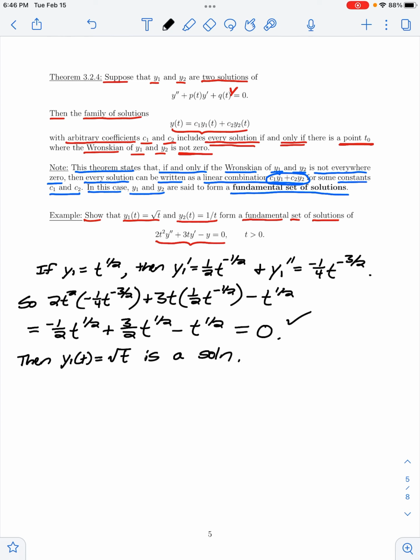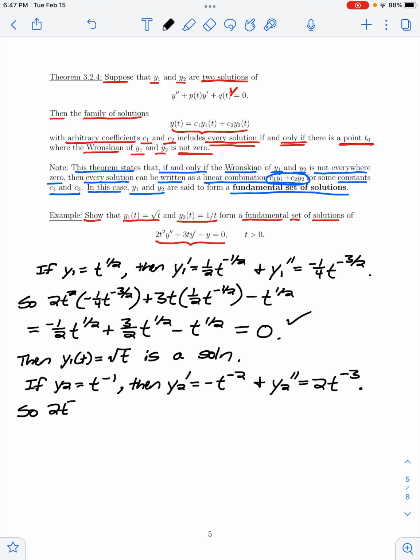Now let's do the same thing for y2. If y2 is 1 over t, or t to the negative 1 power, then our first derivative, y2 prime, is negative t to the negative 2. And the second derivative would be positive 2 t to the negative 3rd. And so now let's take these expressions and substitute them into our equation.